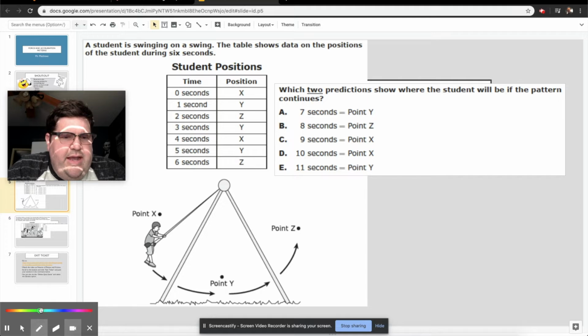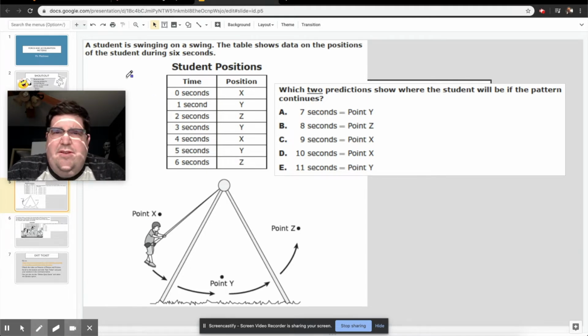So I'm ready to annotate, because remember, we always want to be able to annotate whether it be word problems or even science problems. A student is swinging on a swing. The table shows data. There's a math word there, data, on the position of the student during 6 seconds. Okay, so I'm going to be looking at data for 6 seconds. 0 seconds, 1, 2, 3, 4, 5, 6.